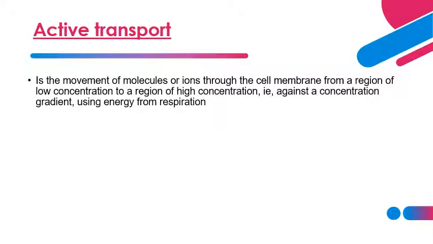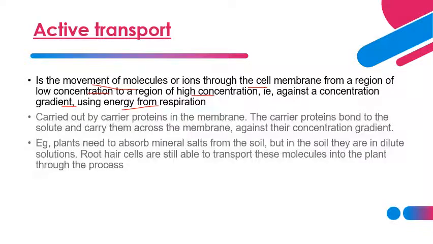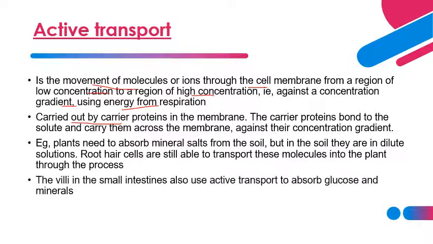Active transport. Active transport is the movement of molecules or ions through the cell membrane from a region of low concentration to a region of high concentration, and this is against a concentration gradient. And active transport requires energy that it gets from respiration. Active transport is carried out by carrier proteins in the membrane. The carrier proteins bond to the solute and carry it across the membrane, against the concentration gradient.